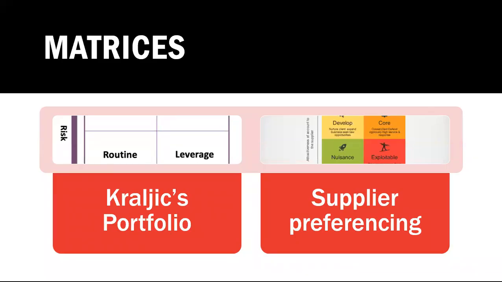And there are two other models that you need to know well. We already know that we have the portfolio model and the supplier preference or supplier perspective model. These two models are already well explained in the study guide. In the exam, they often ask you about the correct quadrant of this matrix.